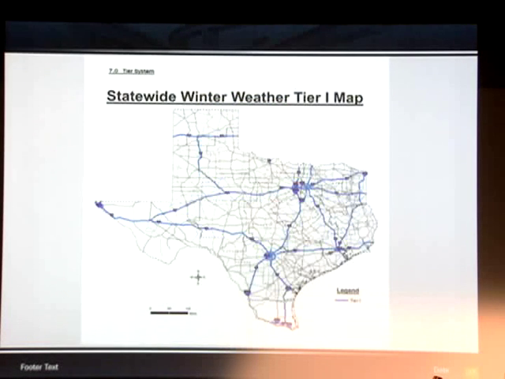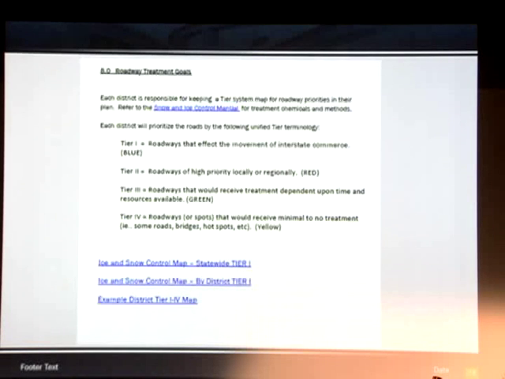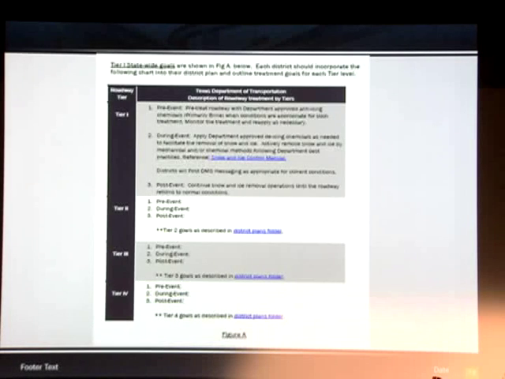This is the Tier 1 statewide winter map. There's the definitions of the tier system. This is the description of the roadway treatment by tiers. In the statewide plan, we only address Tier 1. We allow Tier 2, 3, and 4 to be addressed by each district as appropriately.